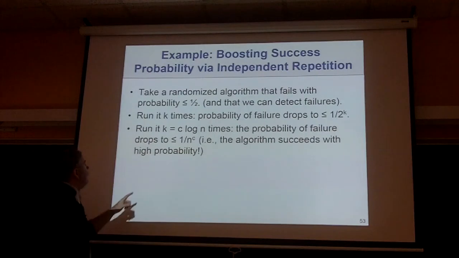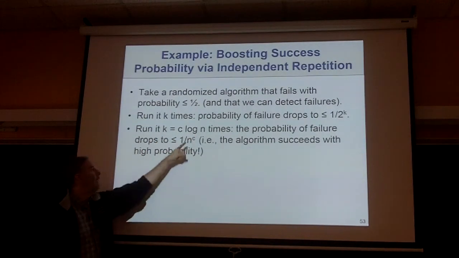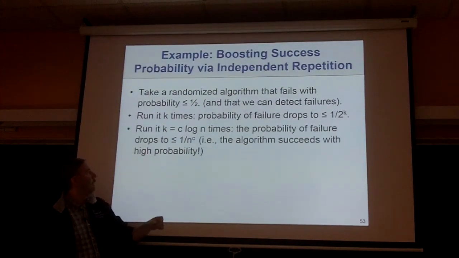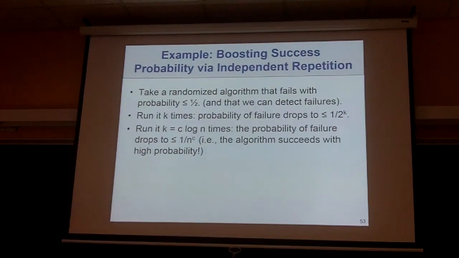And if we set k equal to a constant times log n, so we're going to basically run this thing for a logarithmic number of iterations, where n is our problem size, then what does this bound look like? It's 1/2 to the c log n. Right, it's 1/2 to the k, where k was a constant times log n. What's that equal to? 1/n^c.